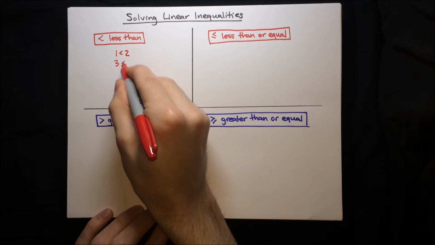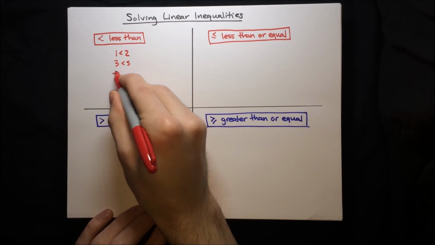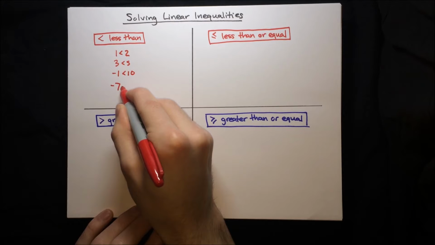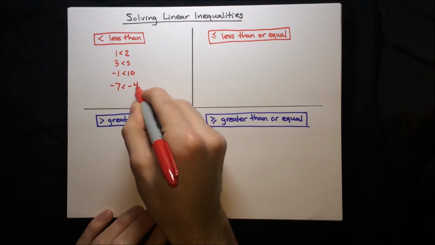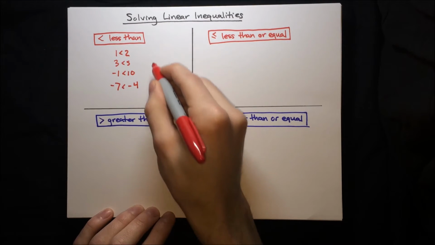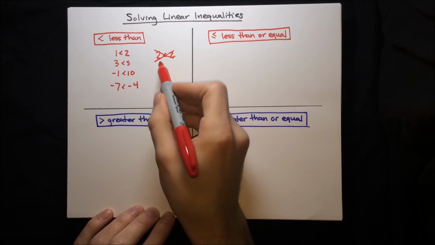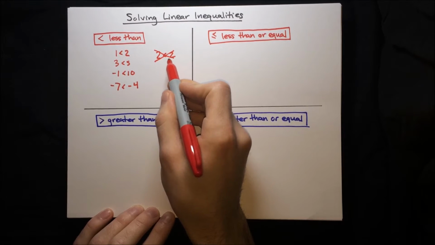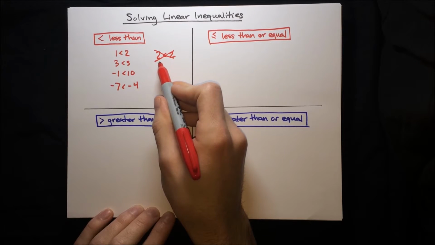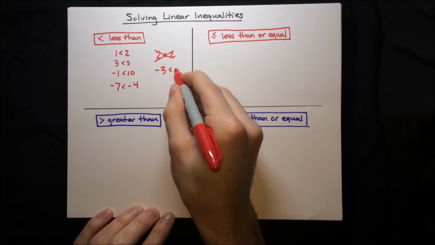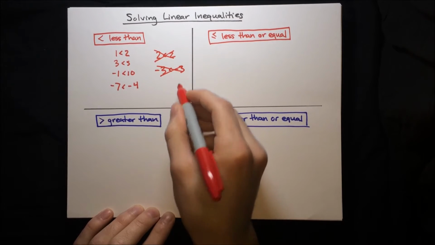Likewise, 3 is less than 5, -1 is less than 10, and -7 is less than -4. But it's not true that 2 is less than 2, because 2 and 2 are equal. Neither of them is less than or bigger than the other. Likewise, it's not true that -3 is less than -3, because again, these are equal.